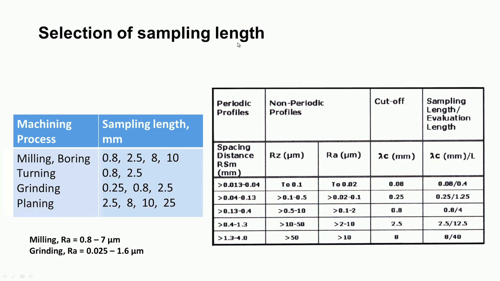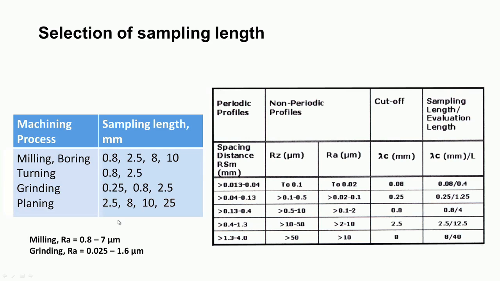Now, how do we select the sampling length or cutoff length? You can see here we have listed different machining processes: milling, boring, turning, grinding, planing, etc. And then we have sampling length. For milling, we can select a 0.8 millimeter sampling length, or 2.5 millimeter, or 8 millimeter, 10 millimeter. Again, this depends on whether the milled surface is fine or very rough. If the milled surface is very rough, we can select the cutoff length of 2.5 or 8. If the milled surface is very fine, by adjusting the fine machining parameters, if we get a fine finish, then we can go for 0.8 millimeter cutoff length.